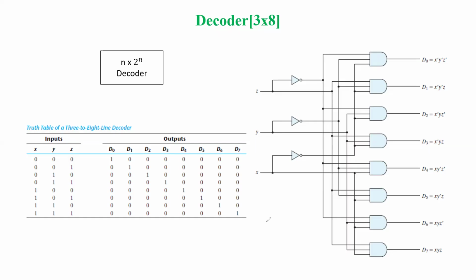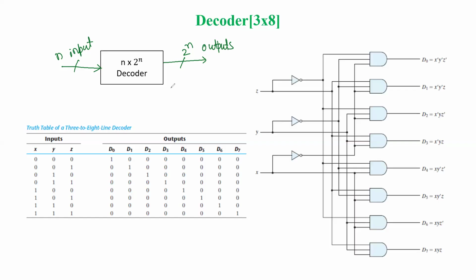Hello, now we'll see about the decoder. A decoder is a combinational circuit which will produce a maximum of 2 to the power n outputs for n inputs. So here we have n number of inputs. It can provide a maximum of 2 to the power n outputs. Sometimes some outputs may not be utilized, so in that case the number of outputs will be less than 2 to the power n.